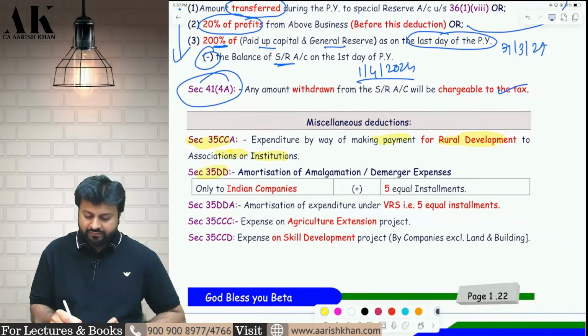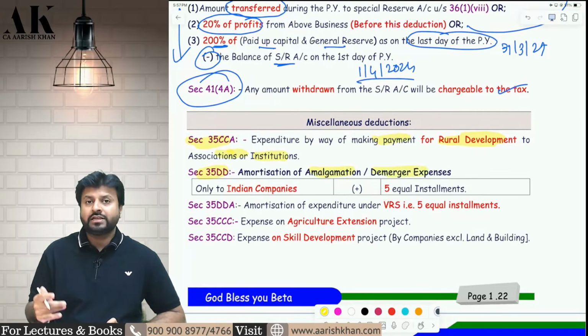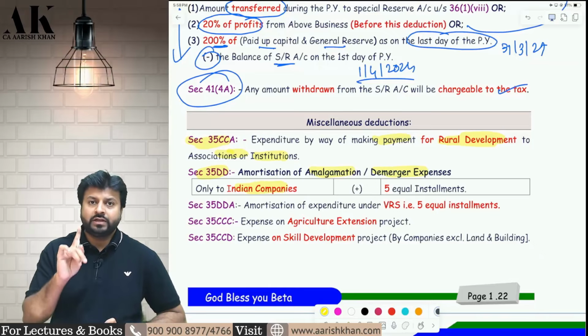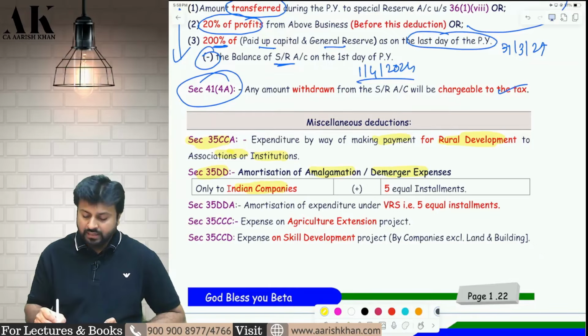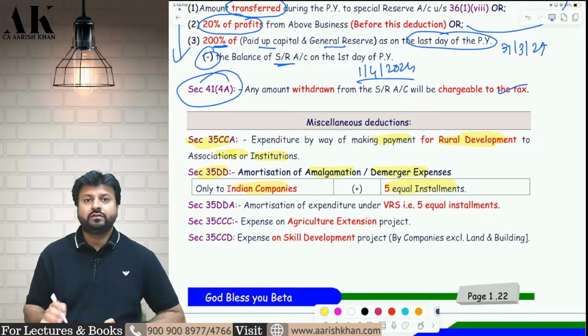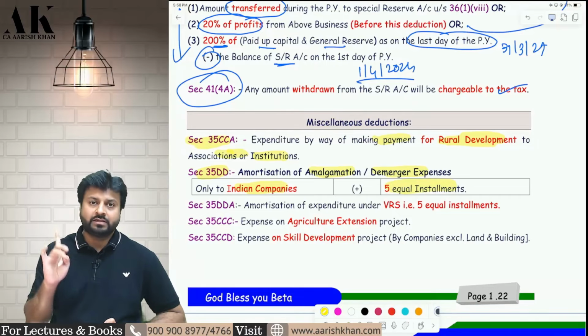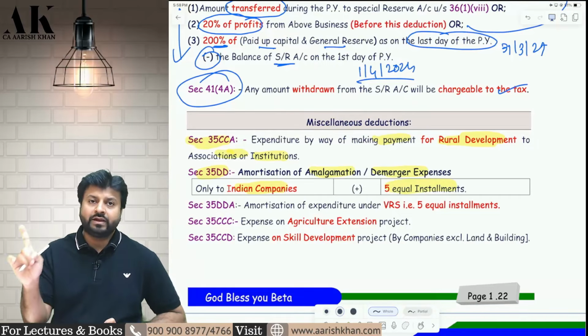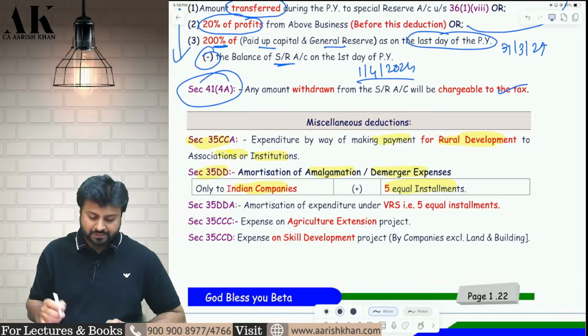Next, 35DD. If you are incurring amalgamation or demerger expenses, then you are eligible for deduction over here. But this deduction is only available to Indian companies. It is not available to foreign companies. It is not available to others. So if you are an Indian company, you will get deduction of amalgamation and demerger expense. Plus you will also get the deduction not in 1 year but over 5 years. That is, it will be amortized over 5 years, just like 35D preliminary expense.